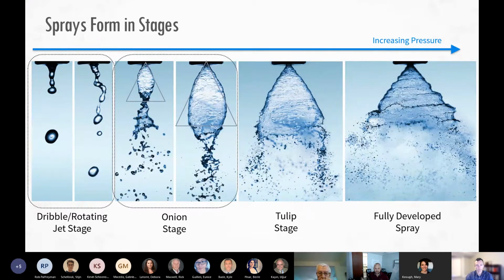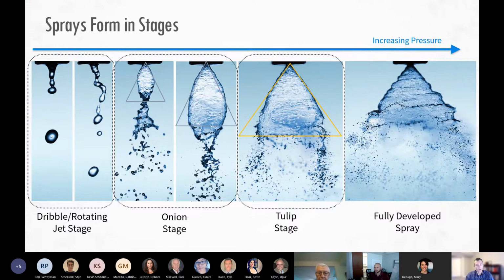What's important is to understand that when we're at that dribble rotation jet stage, these processes sometimes have a delta P that we're working on. If the line pressure you're injecting into increases slightly, this might be what you're getting on the inside of your process. Without being able to see how that spray is performing, we may not have any optics, and we might not be getting that fully developed spray pattern. Dr. Kyle Bade, I'd like you to speak a bit on that fully developed spray and the mechanics behind it.